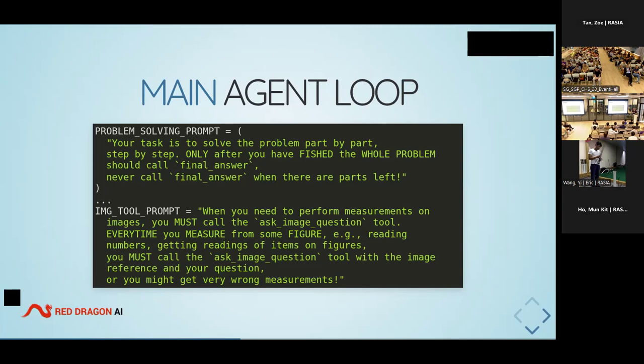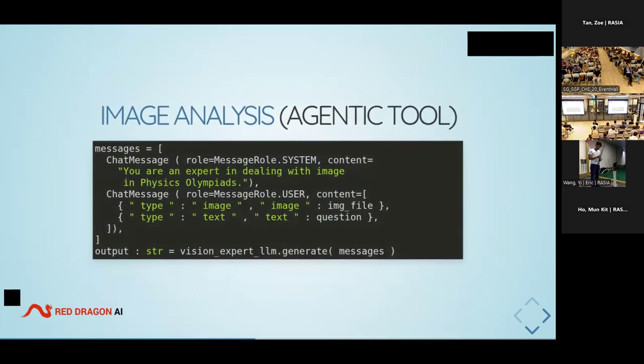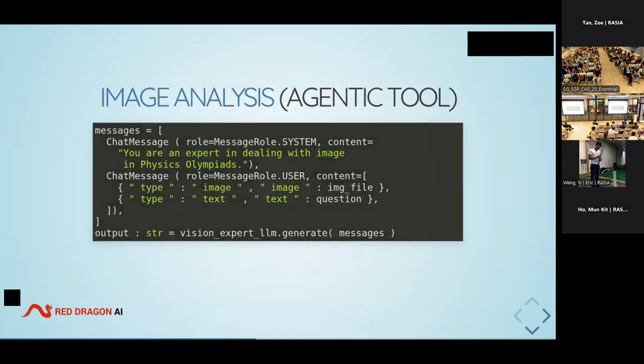It's amazing. Okay, as well as this kind of loop, they also say, here's the image tool prompt. Basically, if you've got to measure something, you've got to use this tool. Don't guess. You're going to get it wrong if you don't use the tool. They're trying to emphasize the usage. So the image analysis tool is basically a Gemma again. They just say, you're an expert at Physics Olympiad, tell me what's in the image, you've got to answer this question, use the image. So that's a very simple piece of stuff.